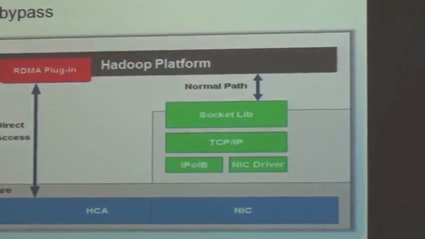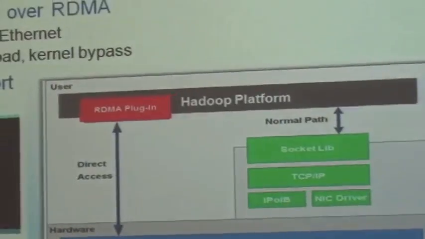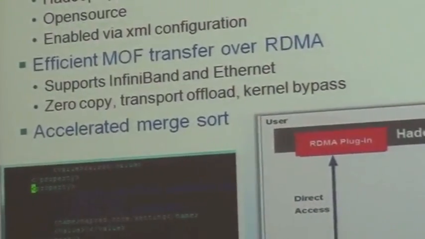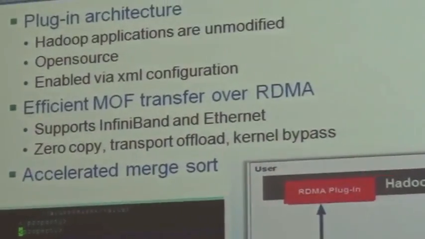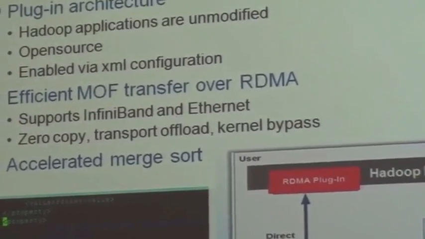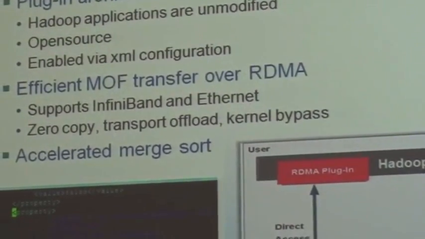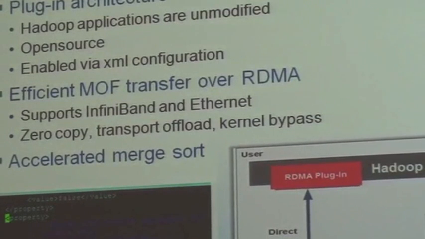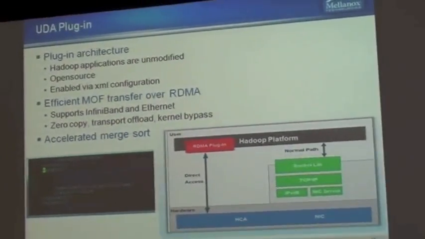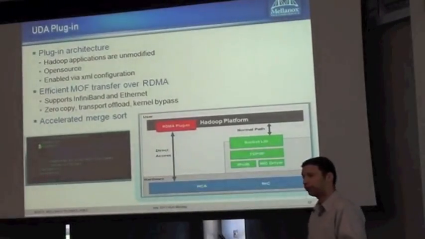With the plugin, we're doing essentially two major things. The first thing is efficient map output file transfer over RDMA. This is basically the shuffling phase of Hadoop. It supports InfiniBand or Ethernet. We just wrote it once, but it works on InfiniBand and Ethernet because everything is agnostic to the underlying layer 1 technology. And it supports zero copy, transport offload, or kernel bypass, which all save CPU, and I'll show you some performance numbers that back this up. The other thing that we're doing in the plugin is to accelerate the merge sort.